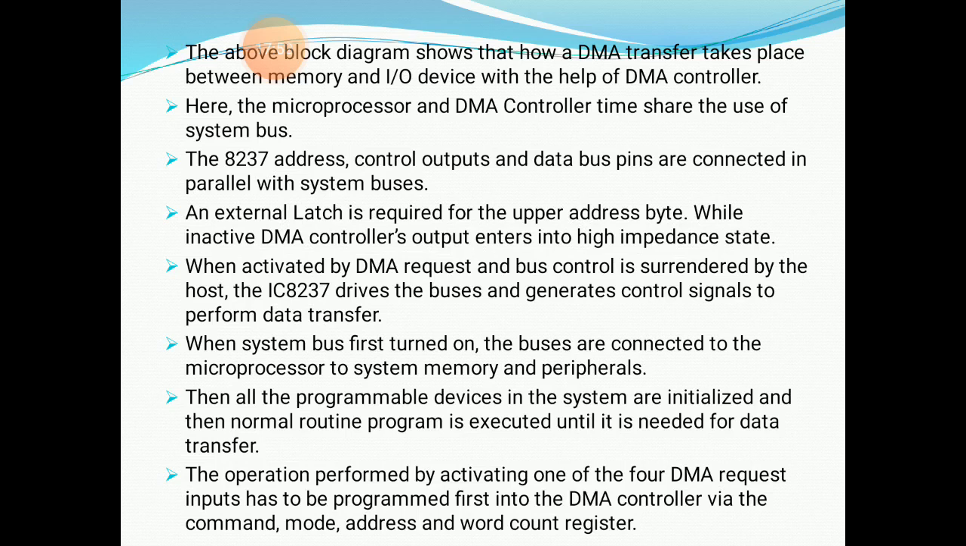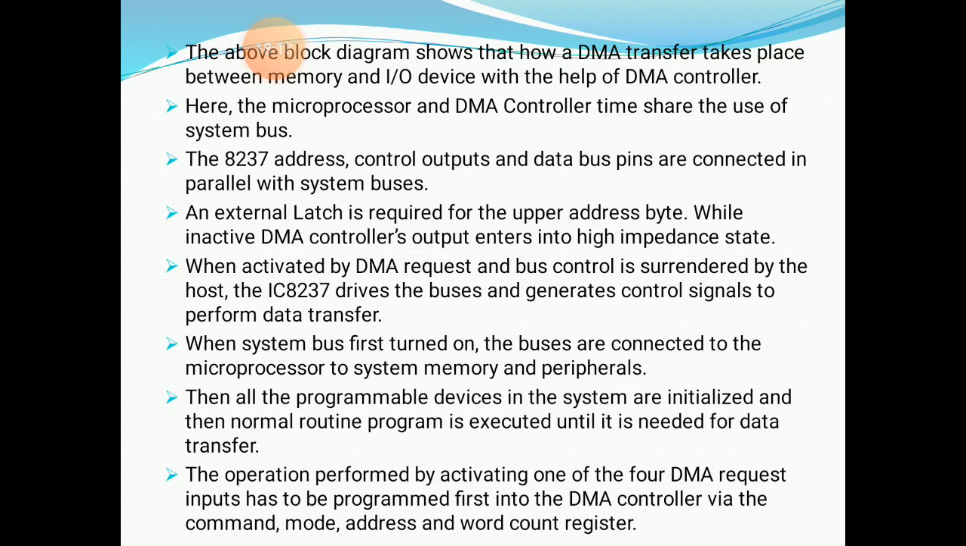While inactive, the DMA controller output enters the high impedance state. When activated by a DMA request, bus control is surrendered by the microprocessor. The IC 8237 drives the buses and generates control signals to perform the data transfer between memory and peripheral.